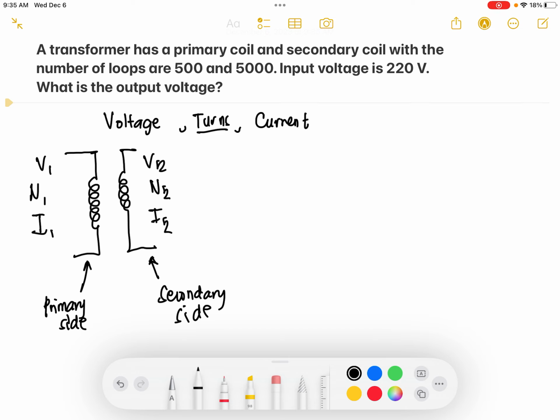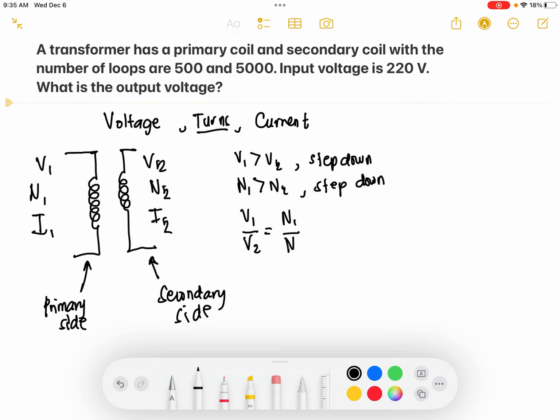Now, what are the relationships of voltage, turns, and current in the transformer? For the voltage, if V1 is greater than V2, the transformer is a step-down transformer. And the same as well if N1 is greater than N2. This is also a step-down transformer. Now, we will learn that V1 over V2 is equal to N1 over N2. They are directly proportional to each other.